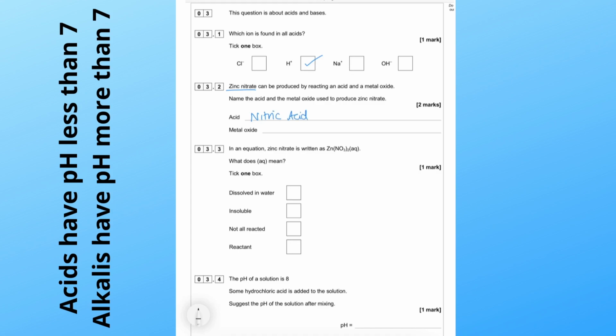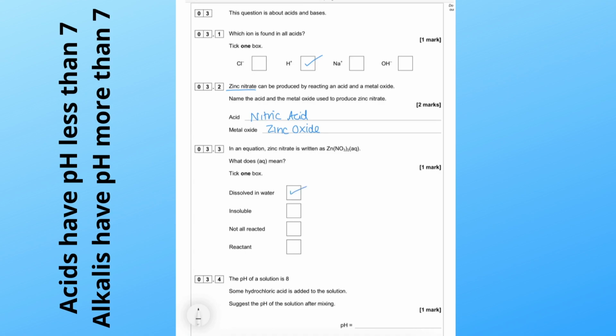The metal oxide that we use, because we've produced zinc nitrate, would have to be zinc oxide. In an equation, zinc nitrate is written as Zn(NO3)2, with a 2 outside the bracket. What does the AQ mean? The AQ means it's aqueous, which means it's dissolved in water.